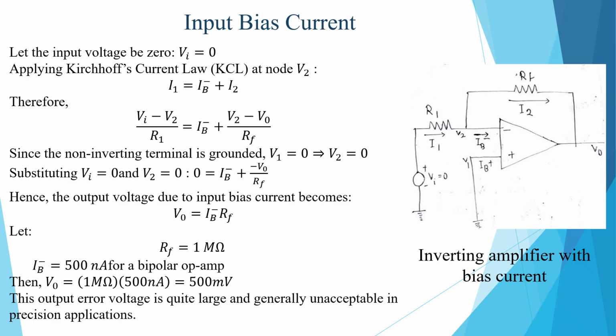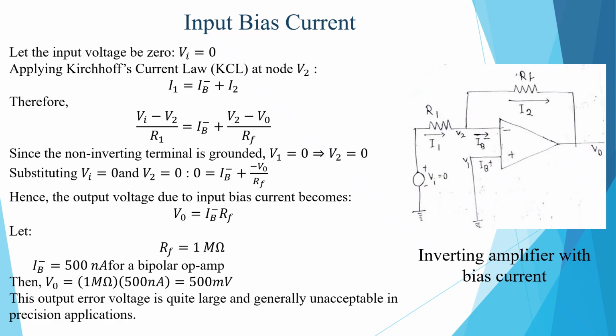The non-inverting terminal is grounded as shown in the figure. So we can consider V2 also virtually grounded. By substituting these values, we get Vout equal to IB minus times RF. Let's consider RF equal to 1 mega ohm and IB minus equal to 500 nanoampere if we consider a bipolar op-amp. So we get Vout equal to 1 mega ohm times 500 nanoampere, which is equal to 500 millivolt.